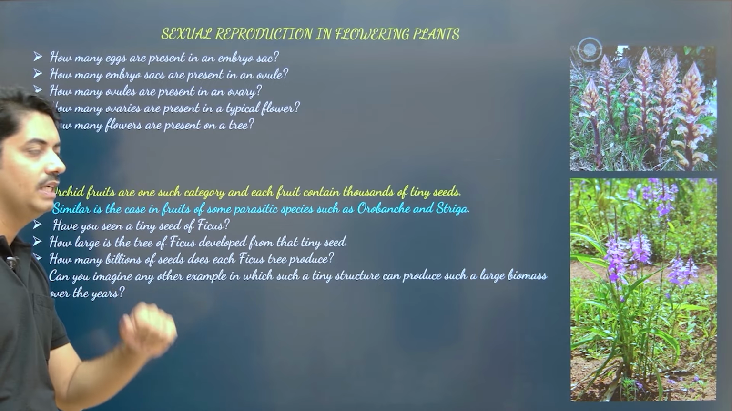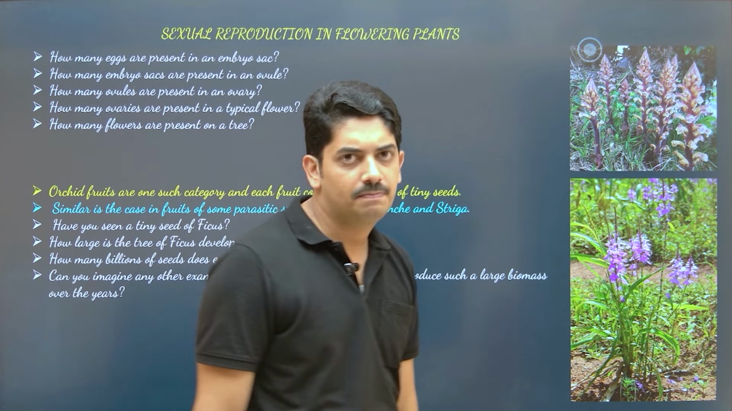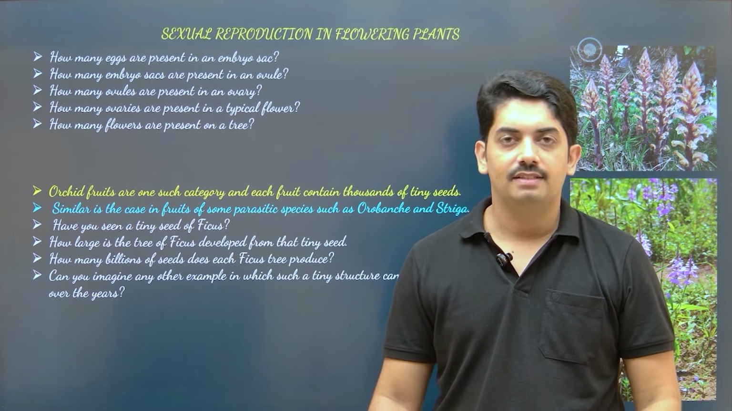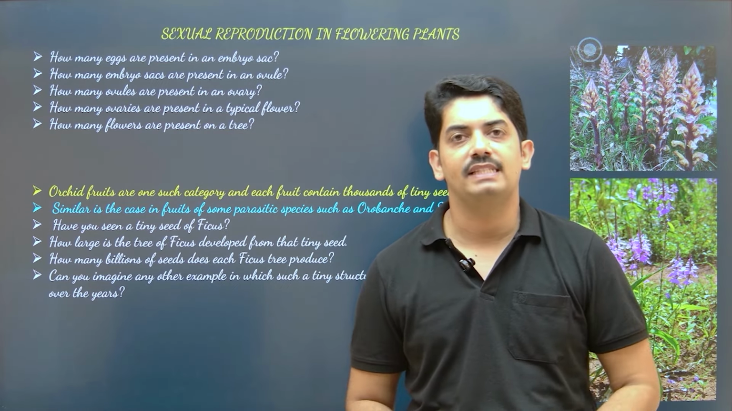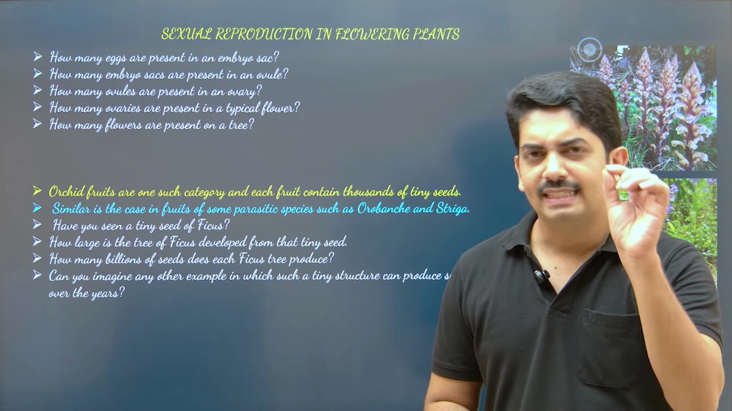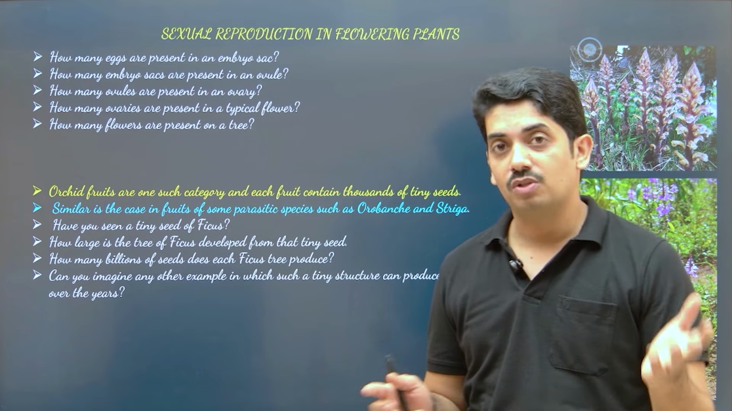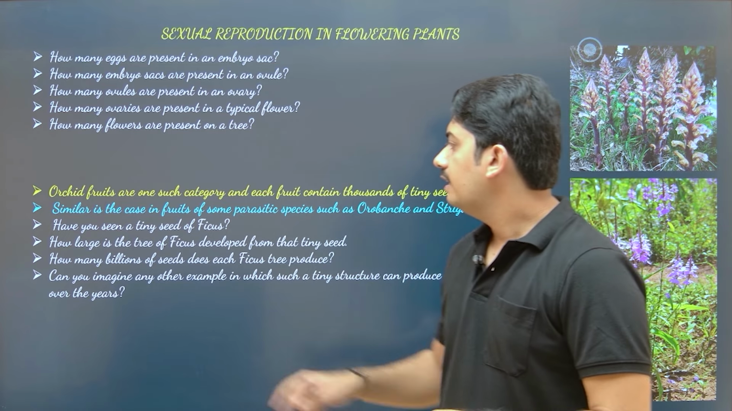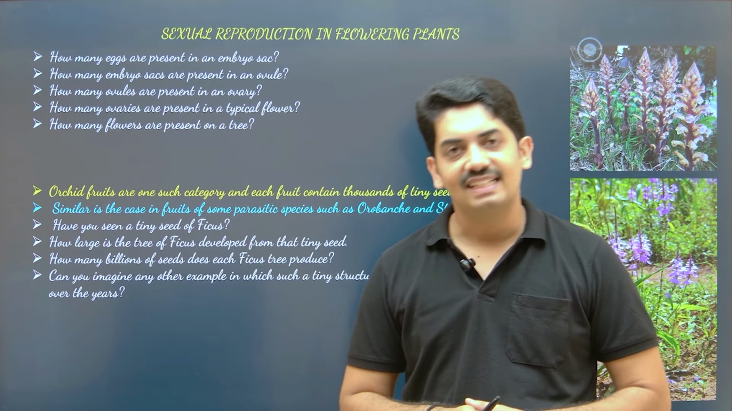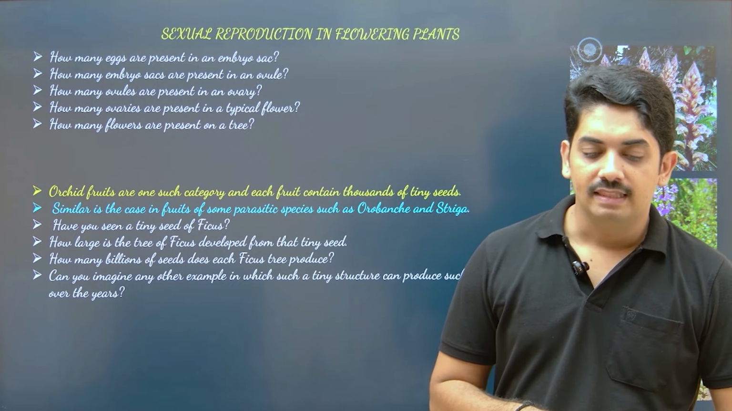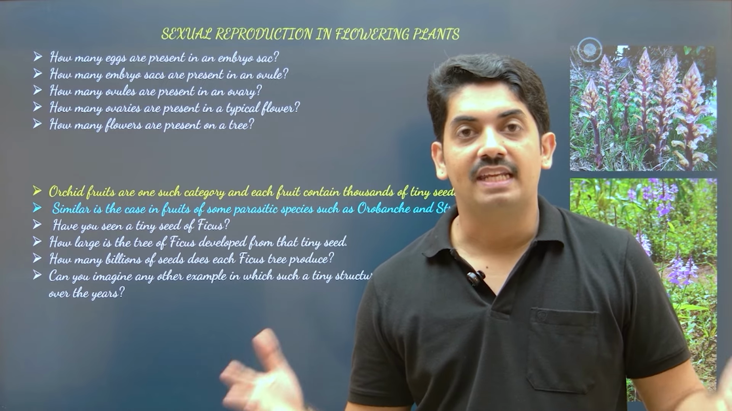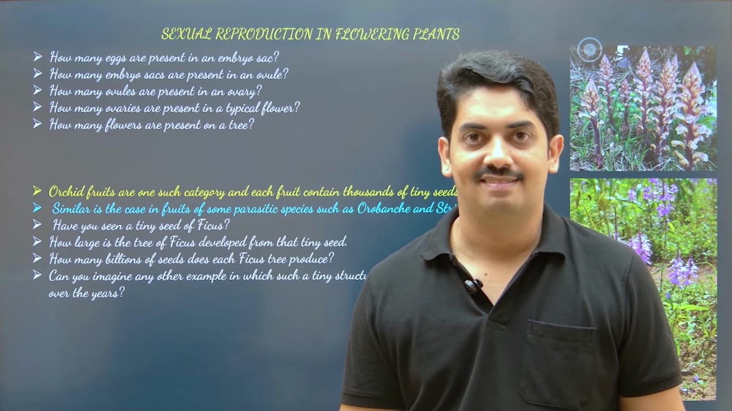Have you seen the tiny seeds of Ficus? Ficus plant, have you seen? It produces so many fruits, and frugivorous birds used to come and visit the plants at the time of fruiting. And if you cut open that fruit and observe, seeds are very minute, but thousands of seeds are present. Then how large is the tree of Ficus developed from that tiny seed? That is the beauty of nature. See, that tiny seed has genetic information. It can produce a tree which is of a size of an acre, right?